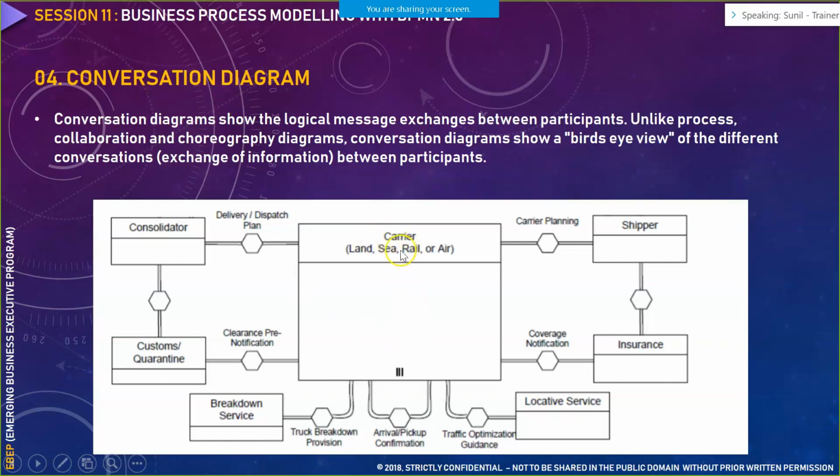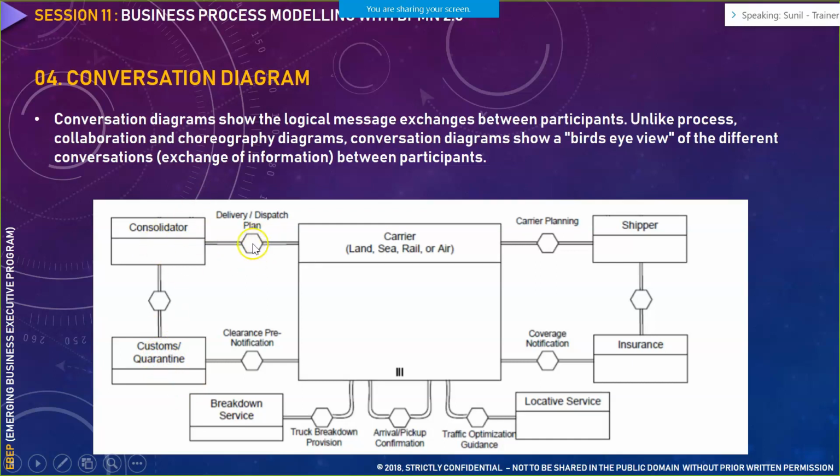So this is your carrier. It could be a land carrier, sea carrier, rail carrier, or air carrier. It would be connected to a shipment provider, an insurance provider, and a locomotive service provider. It could also be connected to a breakdown service provider, customs or quarantine provider, and consolidator.